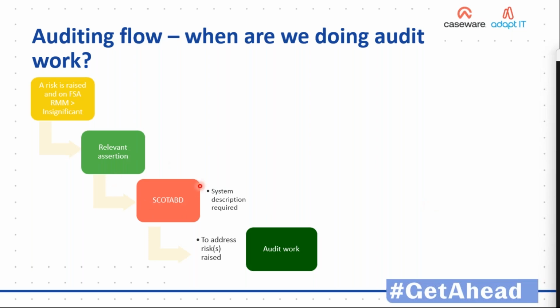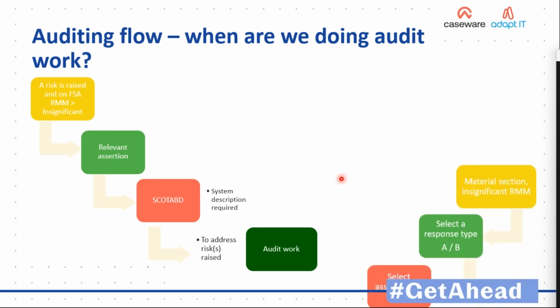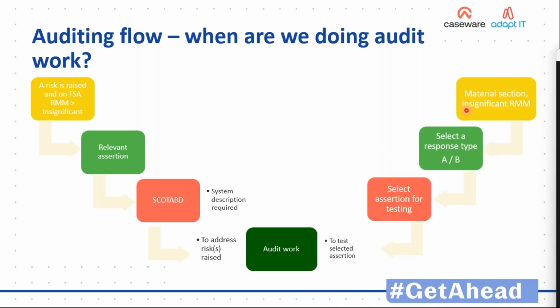So you have a scope, you have a relevant assertion, you have a risk. Therefore, you need to perform the audit work. You need to address the risk raised through the performance of audit work. When we shift to the FSA in a few moments, you'll see all these different steps. But I'll give you a high-level overview, and I promise you we'll come again to that slide to make sure that you understand.